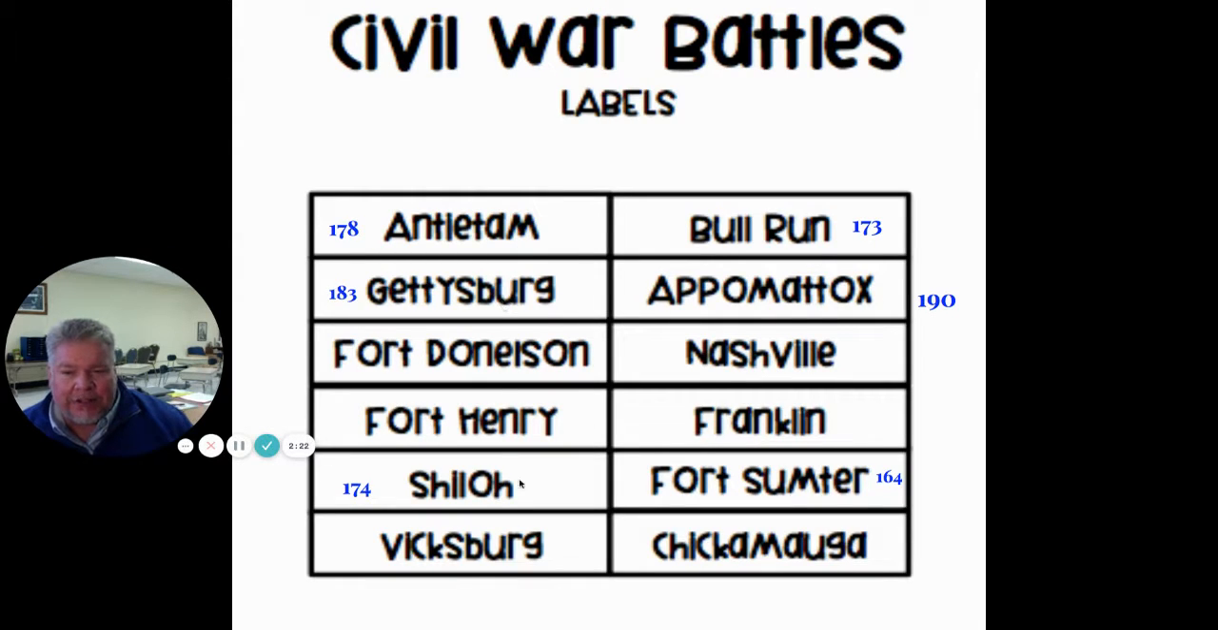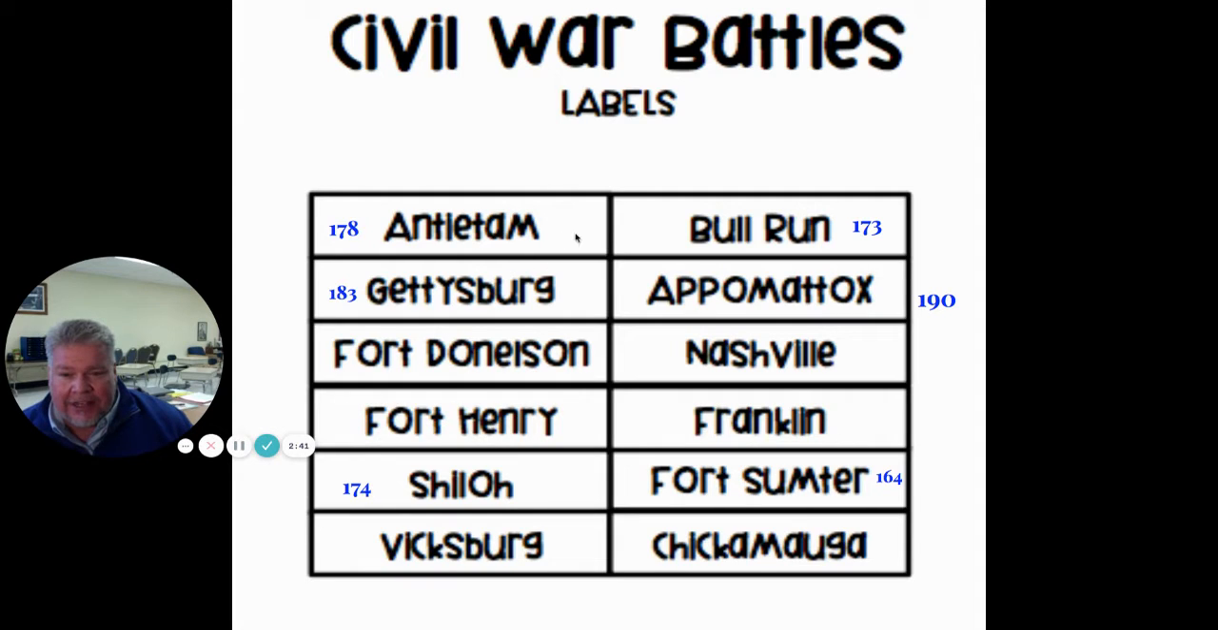Antietam, Gettysburg, Shiloh, Bull Run, Appomattox, and Fort Sumter. Now, Appomattox is not a battle. When you look on page 190, you'll find out Appomattox is a place, and you'll find out what happened there. You'll need to label it on the map. It'll tell you what state it's in, okay?